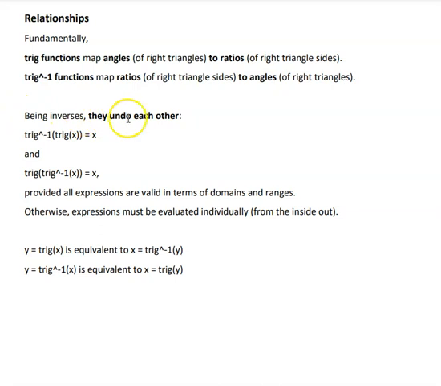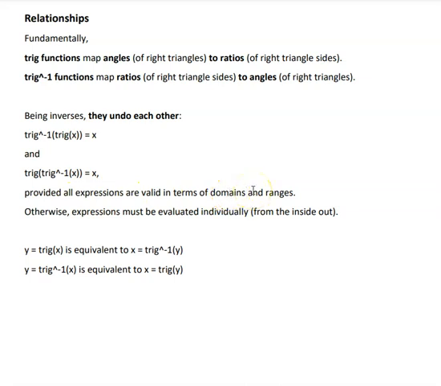Being inverses, they undo each other. If you compose the trig inverse and the trig, taking them in the order of first applying the trig and then the trig inverse, they undo each other. You end up where you started, x. So it's like x goes to y and y comes back to x. And alternatively, in the other order, trig and trig inverse also undo each other. However, this is provided that all the expressions that you're using are valid in terms of the domains and ranges.